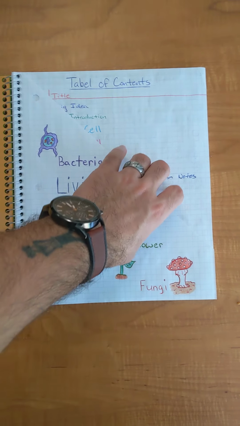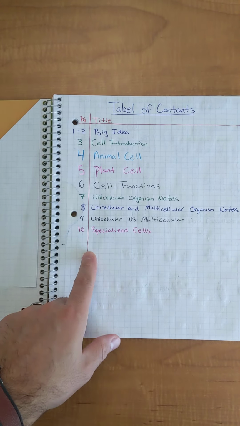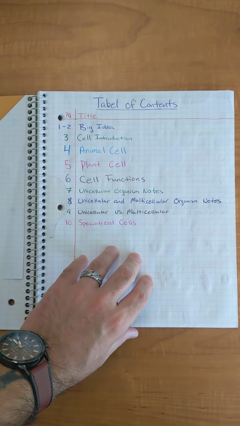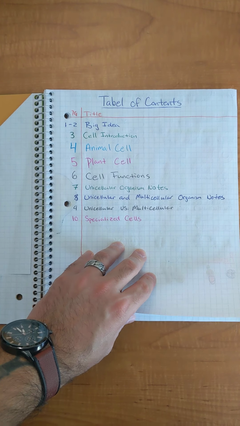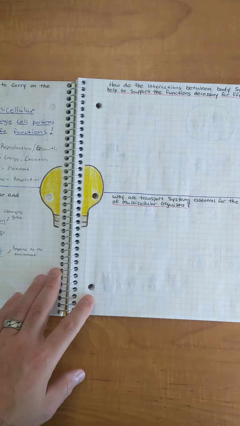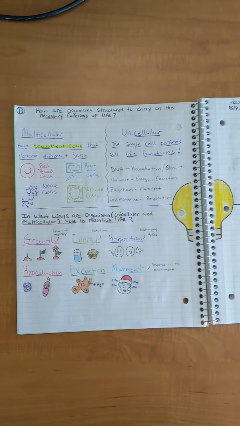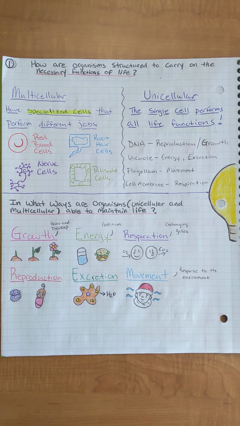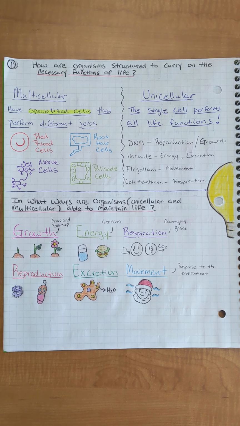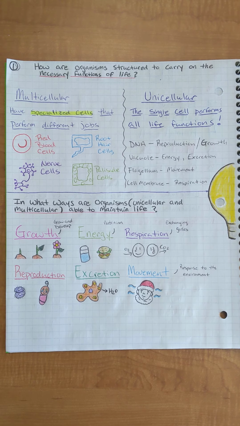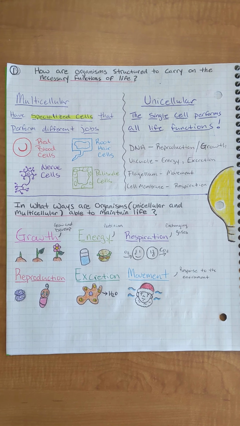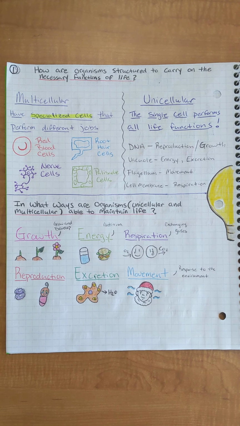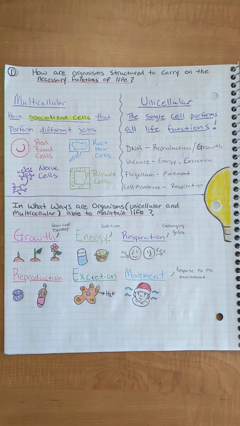So there's our title. We should have page 10 completed, specialized cells, as of Friday the 4th. Here's our big idea pages. So this entire left page of questions should be answered. How are organisms structured to carry on the necessary functions of life? Well, we know multicellular organisms have specialized cells that all perform different jobs.